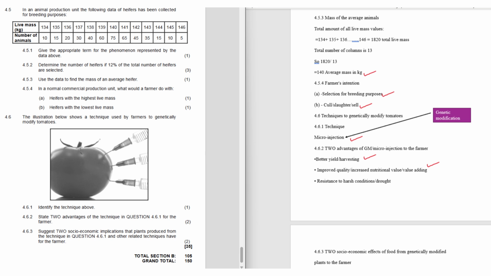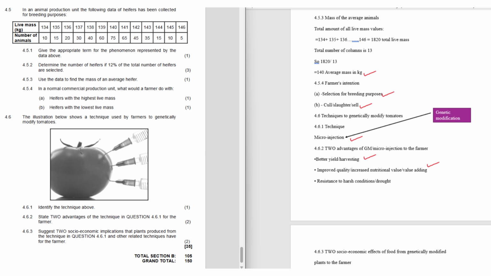Then what will a farmer do with heifers with the lowest live mass? The farmer will just slaughter those animals and sell them, because he cannot use those animals for breeding. So he will just have to slaughter them and sell them because they have low live mass.